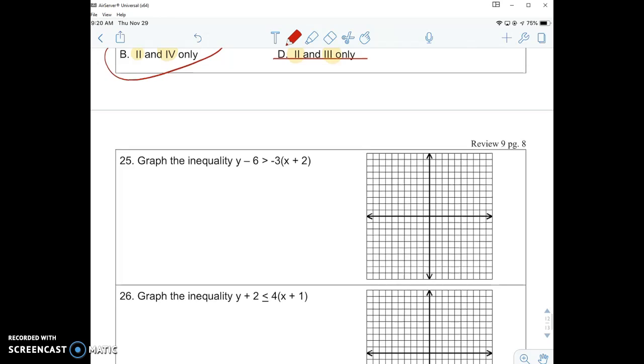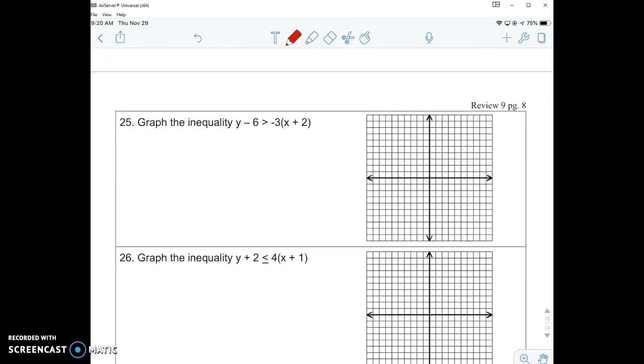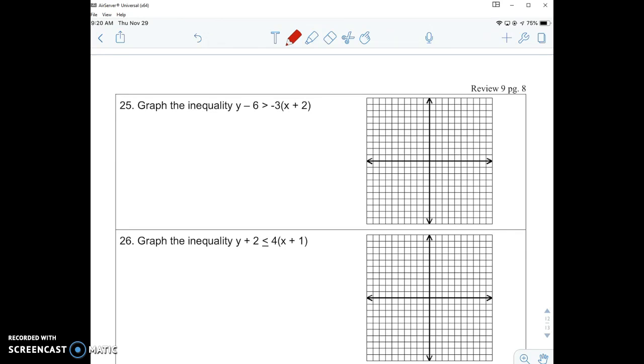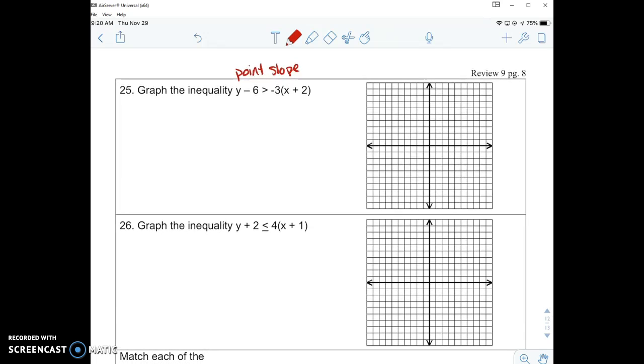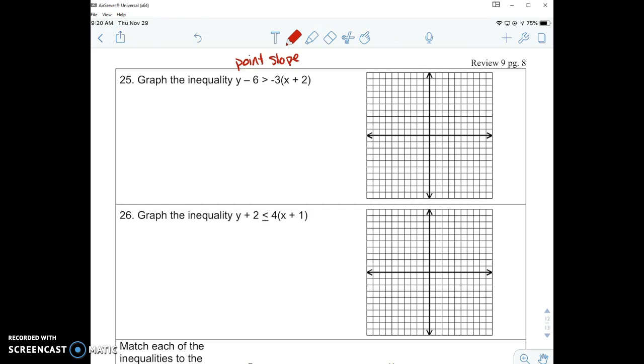On number 25, graph the inequality y minus 6 is greater than negative 3, parentheses, x plus 2. This inequality is in point-slope form. We could do this two different ways. We can either graph from point-slope form, or we can solve for y to get this into slope-intercept form. I'm going to use both methods. I'm going to do one on 25 and one on number 26.